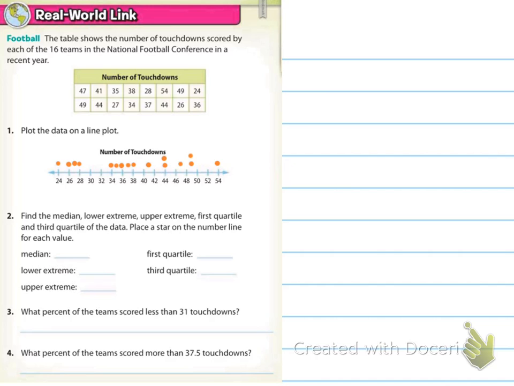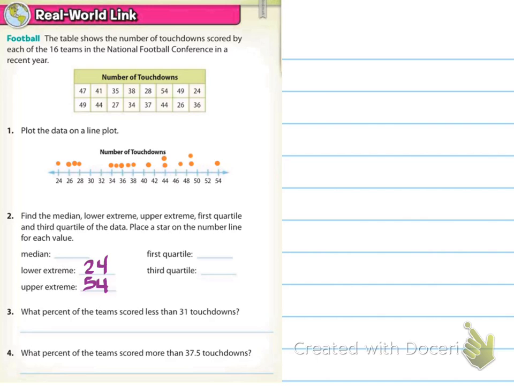Alright, so that took some work. I was using dots and had to make sure they were the right size since we're going in between spots here. So it says find the median, lower extreme, upper extreme, first quartile, and third quartile of the data. Place a star in the number line for each value. So the lower extreme and the upper extreme just mean the lowest number and the highest number. So if we're filling in the easy stuff, we can obviously do these guys, and then for our quartiles and our median, we're going to have to get to some work here.